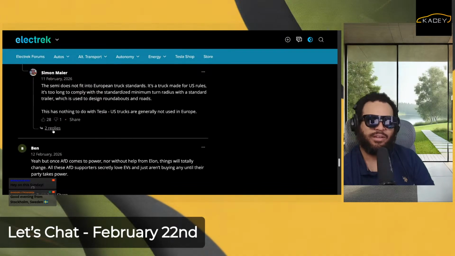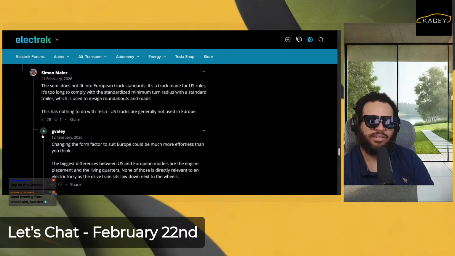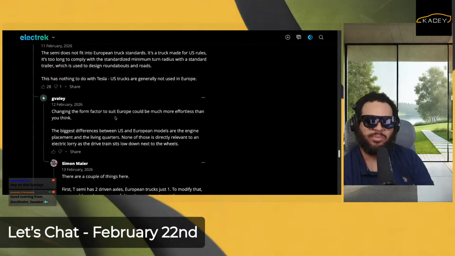I hope somebody answered him correctly there. Changing the form factor to suit Europe would be much more effortless than you think. The biggest difference between the US and European models are the engine placement and the living quarters, but none of those is directly relevant to an electric lorry as the drivetrain sits low next to the wheels.